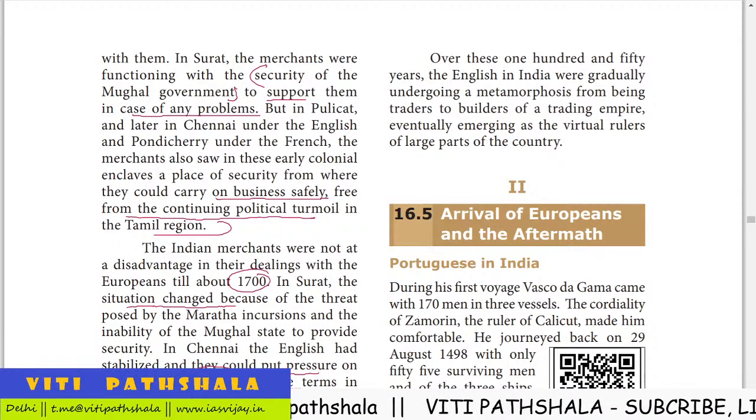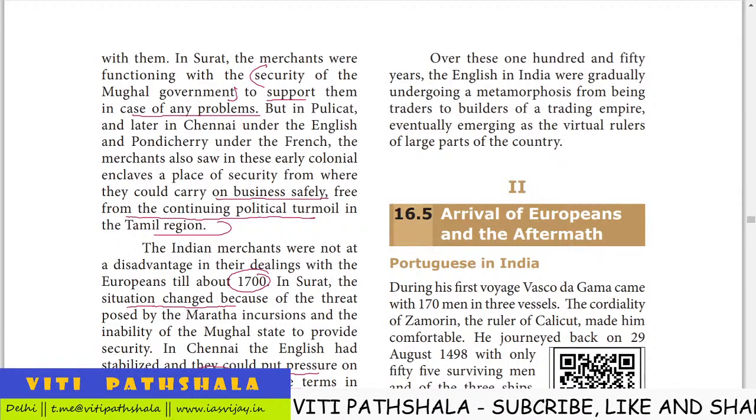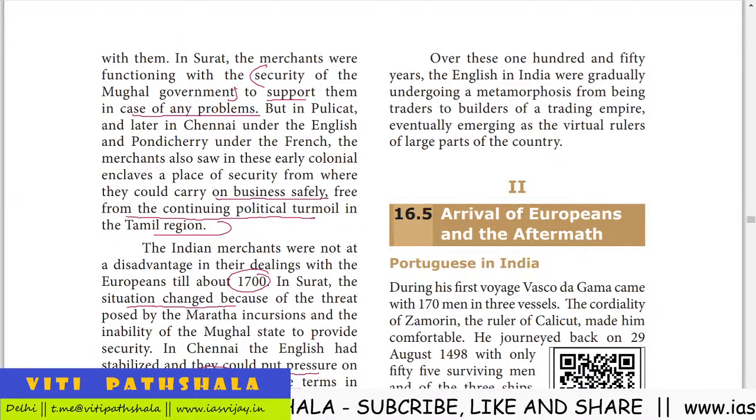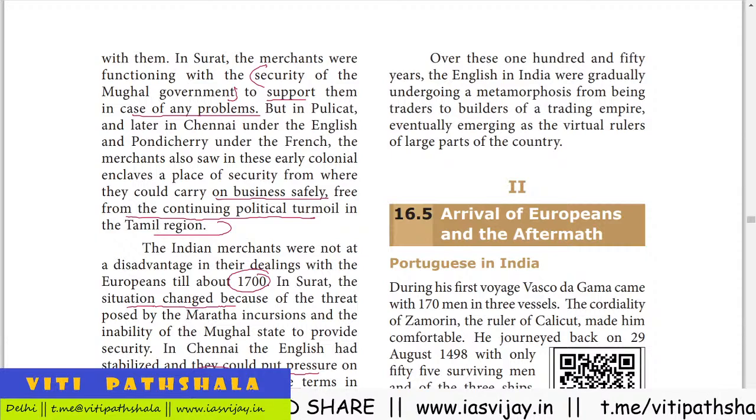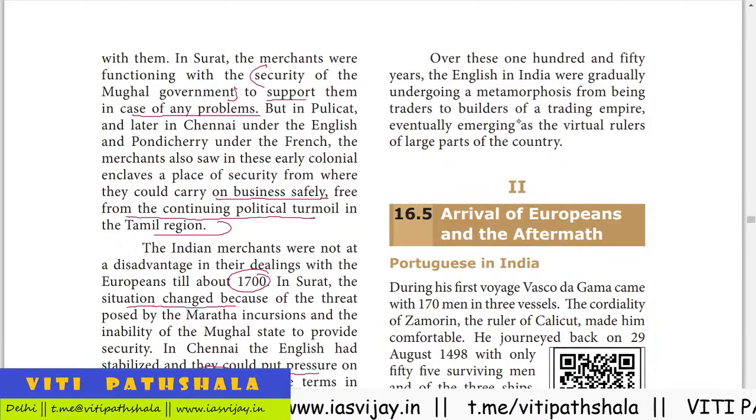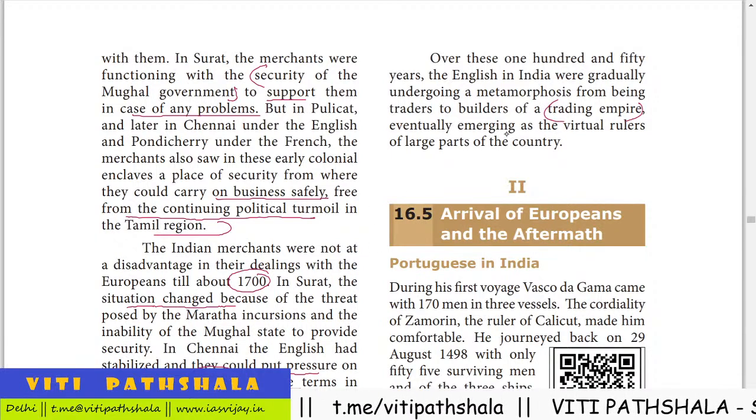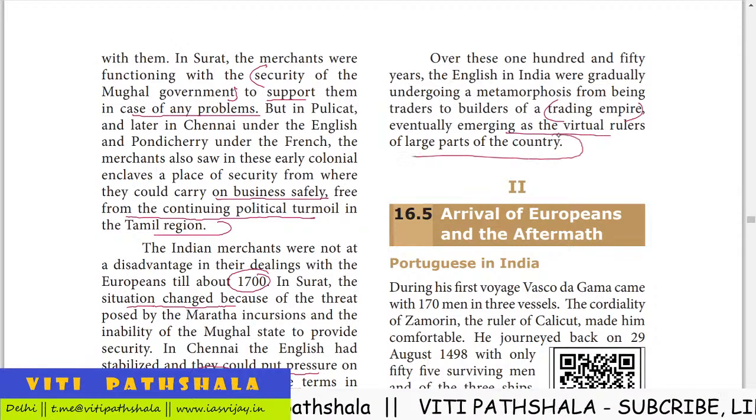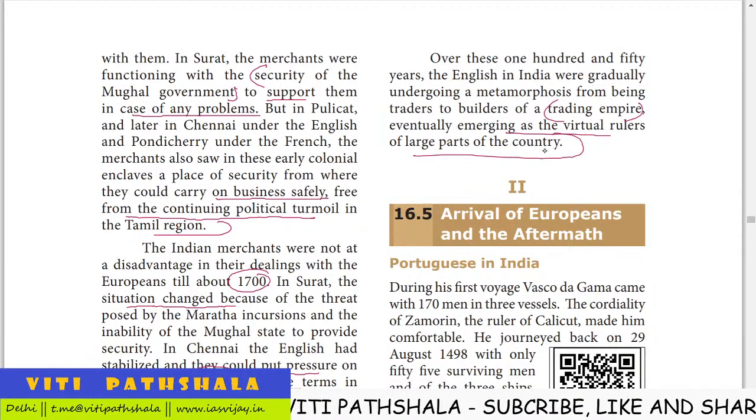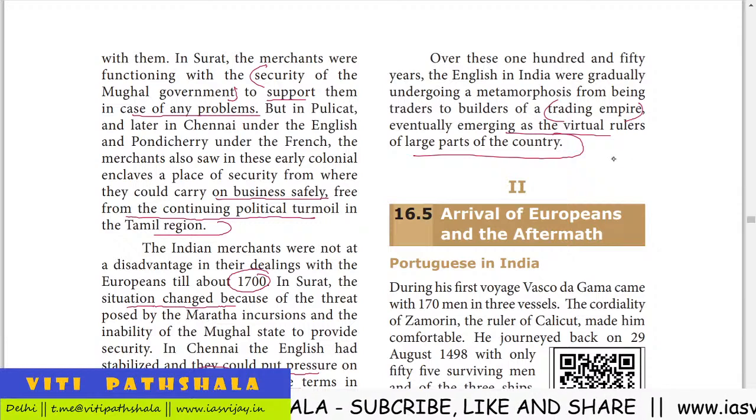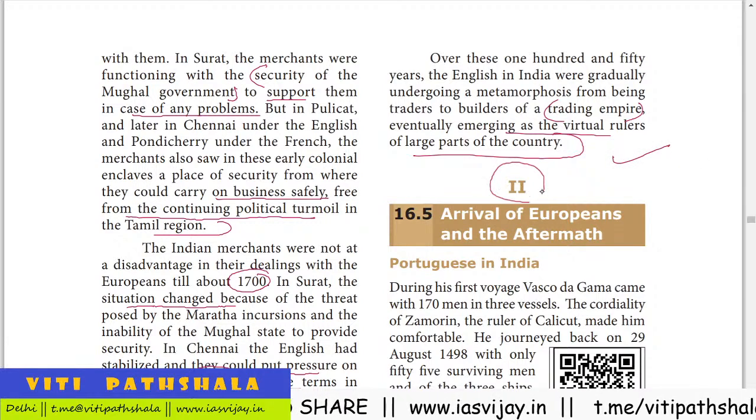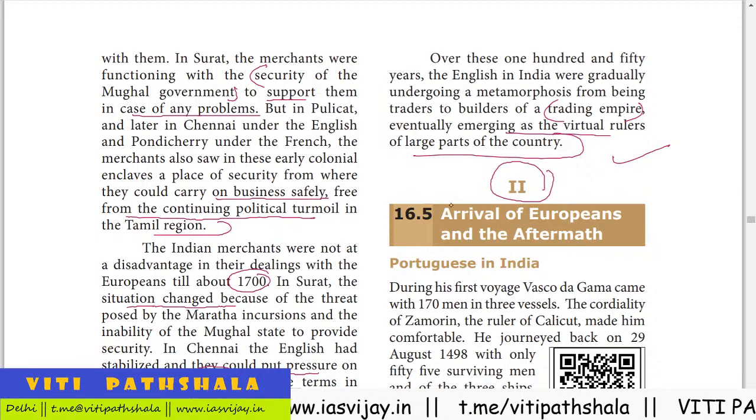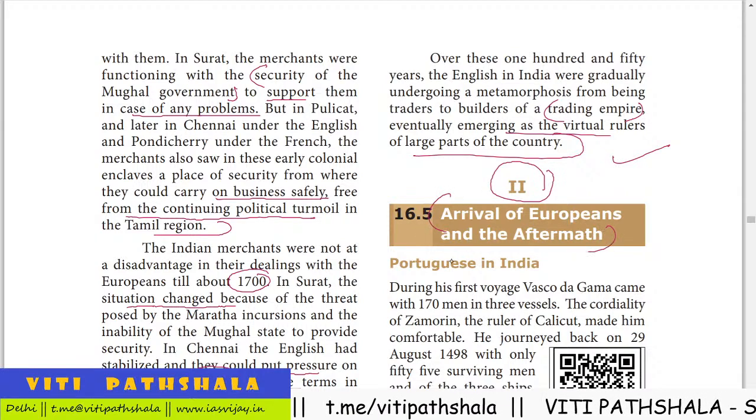Over these 150 years, the English in India were gradually undergoing a metamorphosis from being traders to the builders of a trading empire, eventually emerging as the virtual rulers of a large part of the country. Now, this was the first part that we covered, and a boring part. In the second part, we will start with the arrival of the Europeans and the aftermath.